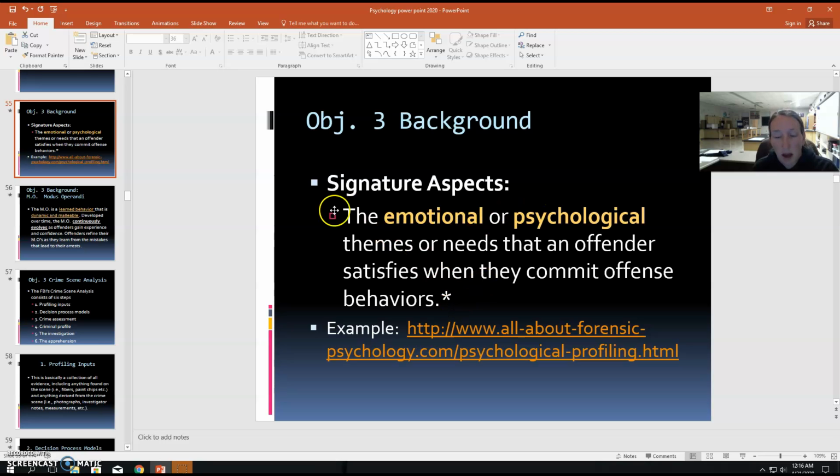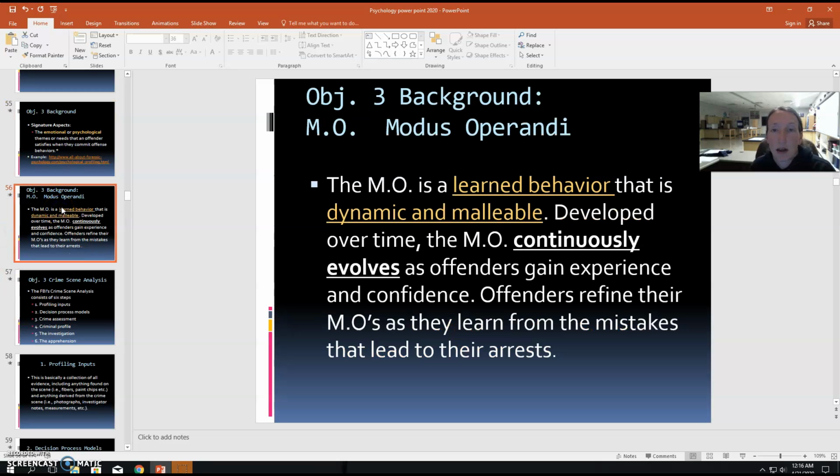Okay, so they're moving past signature aspects. Let's talk about what that actual MO is, because we've talked about this a ton. I wanted you and already asked you to look at what your serial killer's MO was. So your MO, known as your modus operandi, mode of operation, is a learned behavior that is dynamic and malleable. So you have to understand the terms dynamic and malleable means that they can change. It's fluid.